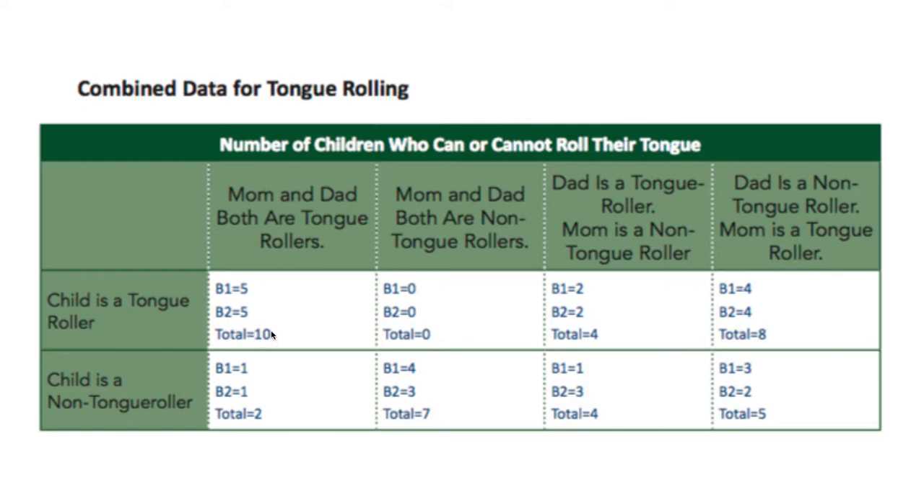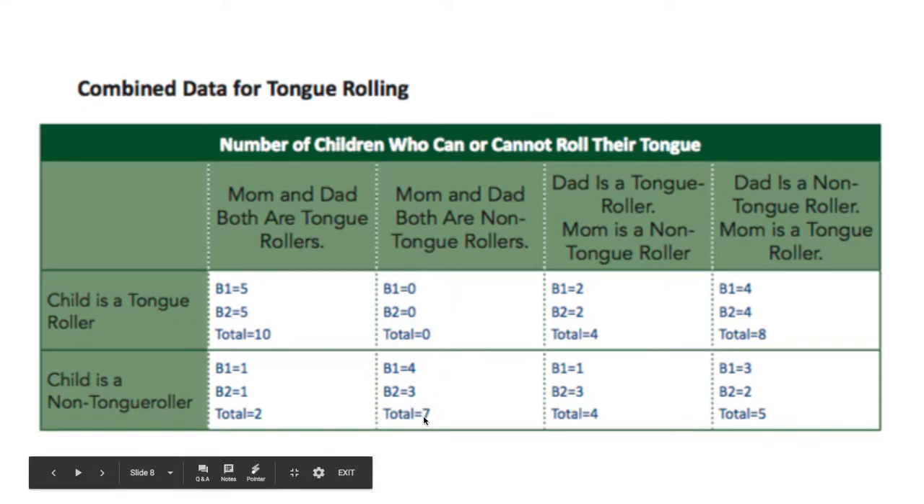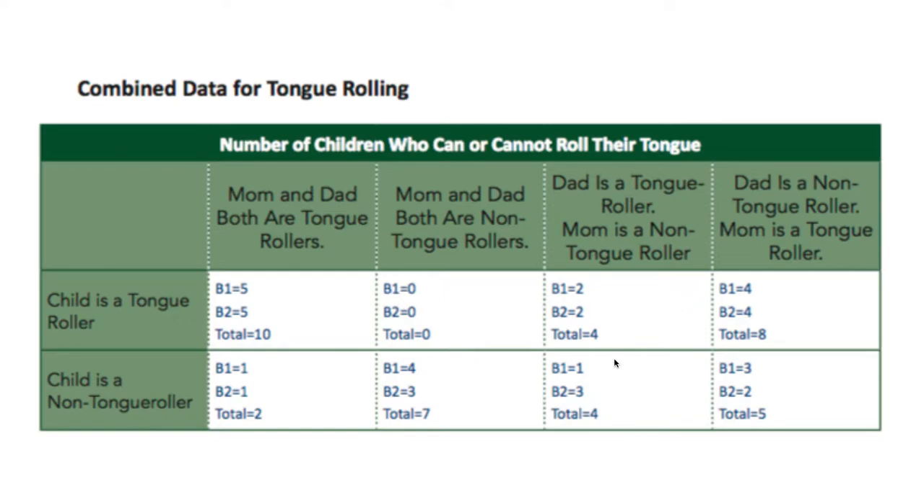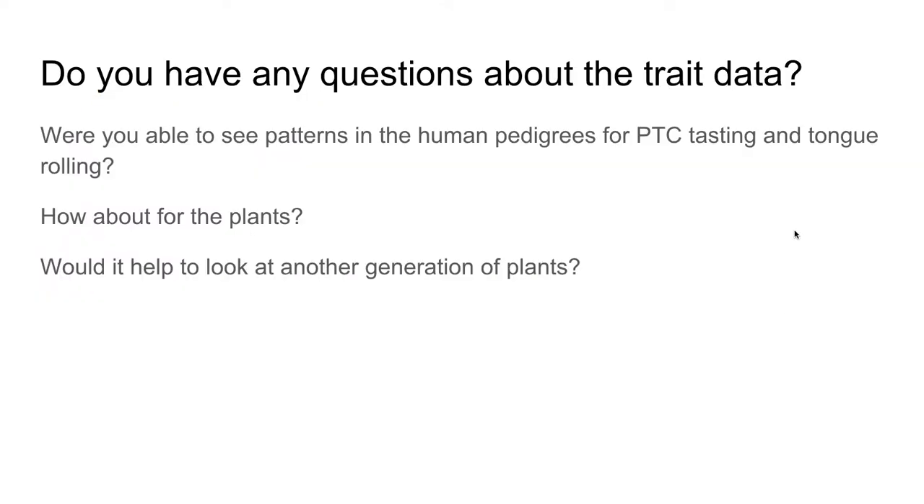A majority are most likely going to be also tongue rollers or PTC tasters. Where mom and dad are non-tongue rollers or non-PTC tasters, a majority of the children are also not going to be. So you see there's a predictable pattern here. And then when we get to the mixed, it's usually 50-50, except in this case right here, we have a little more leaning towards the tongue roller. So it's not always exactly predictable, but we can see a pattern.